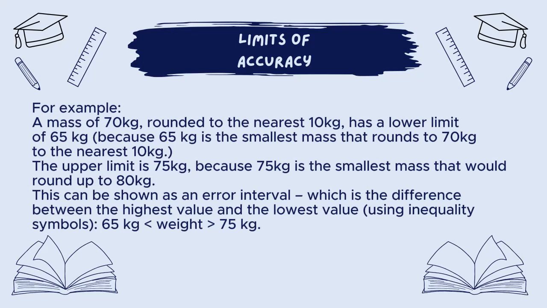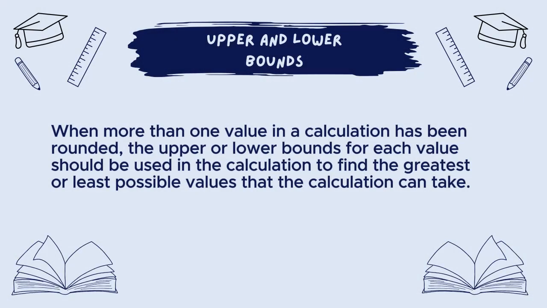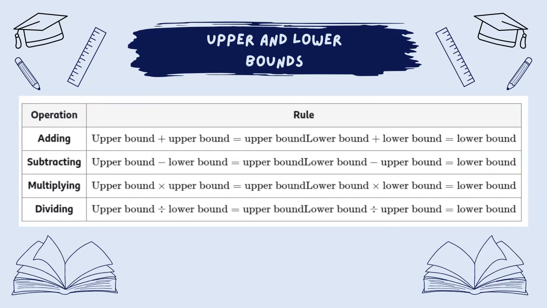This can be shown as an error interval, which is the difference between the highest value and the lowest value, using equality symbols. When more than one value in a calculation has been rounded, the upper or lower bounds for each value should be used in the calculation to find the greatest or least possible values that the calculation can take. On the screen are the rules for using upper and lower bounds.